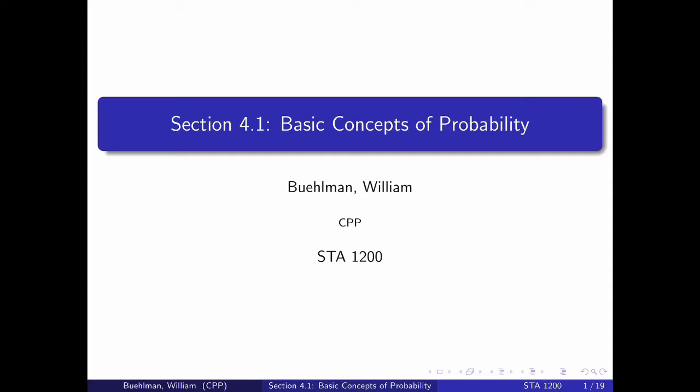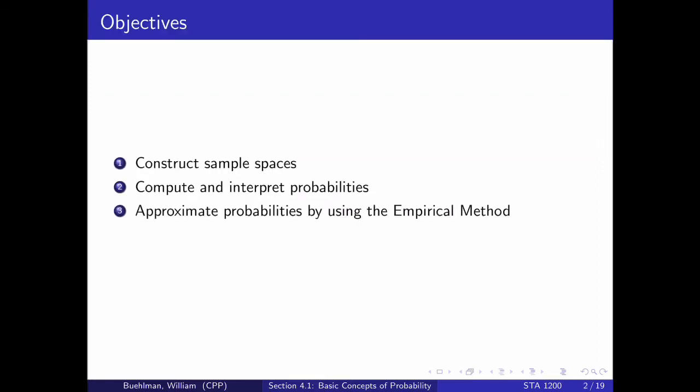Today we are going to cover section 4.1, Basic Concepts of Probability. Our objectives for this section are to be able to construct sample spaces, compute and interpret probabilities, and approximate probabilities by using the empirical method.